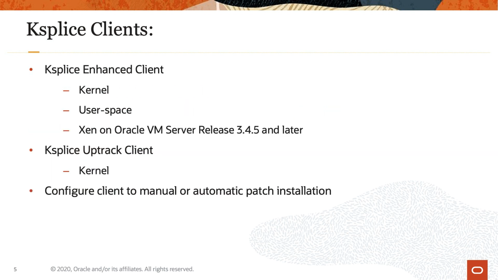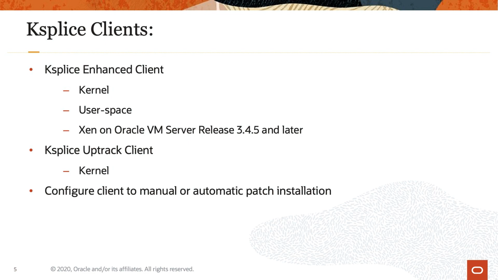The next choice to make is which client package to use to manage updates. Oracle provides two Ksplice clients, both using the same configuration file. The Enhanced client supports both kernel and user space updates, along with patching the Xen hypervisor on Oracle VM Server Release 3.4.5 and later. Meanwhile, the Uptrack client only supports updating the kernel. After installing the packages, the system administrator configures the client to apply the patches manually using the different Ksplice client commands, or sets the client to install the updates automatically. Details on executing these client commands are available in our other Ksplice videos.